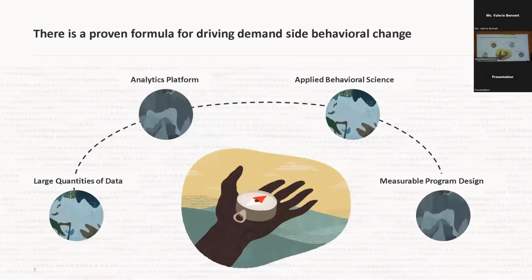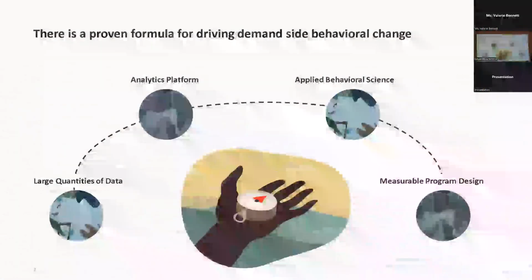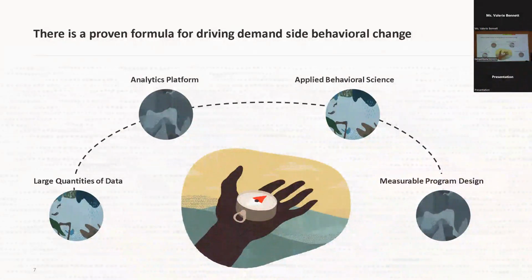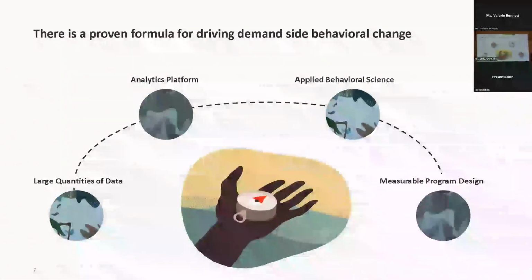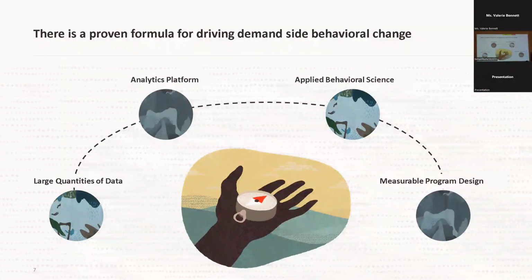The first is large quantities of data. And we're fortunate worldwide to have those large quantities of data. Utilities, and particularly retail utilities, have access to enough data to personalize experiences for energy users, to reach out and communicate with them in a way that changes behavior.